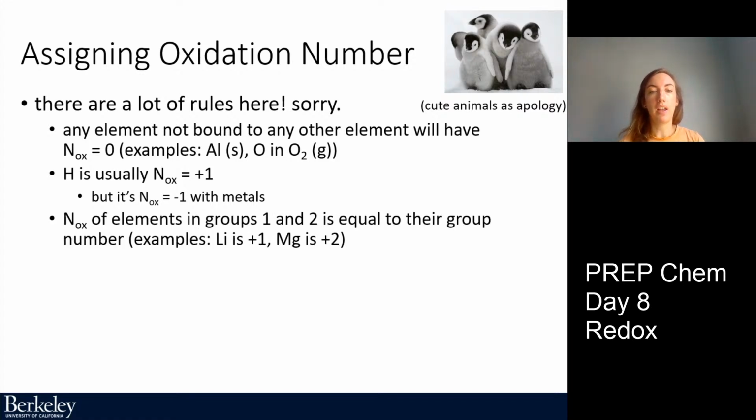The oxidation number of elements in group 1 and 2 is equal to their group number. This goes back to what we were doing a long time ago with ions and ionic bonds. If you look at those first two groups in the periodic table, the first group is going to have an oxidation number of +1, and the second group is going to have an oxidation number of +2. That should make sense if you go back and think about valence electrons. Lithium has one valence electron, it wants to lose that electron and become +1. Fluorine is always -1.